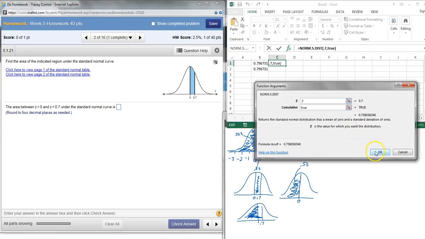We're 0.7 above the mean of 0, and for that one, we get 0.7580. Now, we're looking for this part here in the middle. So what you're going to do is take that 0.7580 and subtract off this part here that we don't want, this 0 here. So we subtract off 0.5 and we end up with 0.2580.